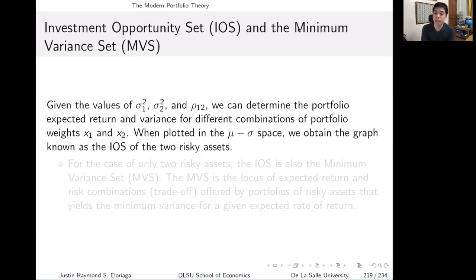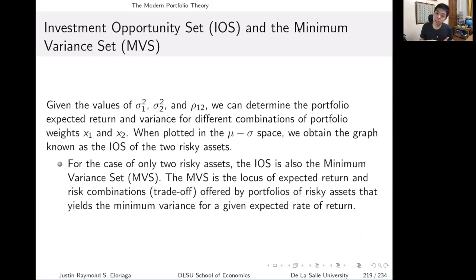Given the values of the variances and the correlation coefficient, we are able to determine the portfolio's expected return and variance for different combinations of various portfolio weights. So you could have an equally weighted portfolio or an unbalanced portfolio, one wherein a security may be higher in its weight than another asset inside of the portfolio. And when you plot them in the mean variance space, we obtain the graph known as the investment opportunity set of the two risky assets.